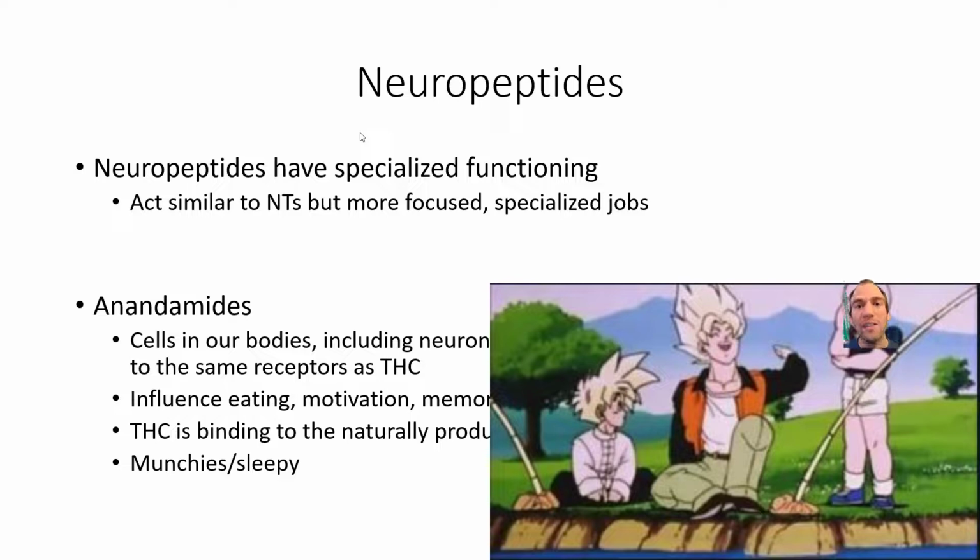Well, when those receptors are activated, the activation of that receptor is associated with eating, memory, motivation, and sleep. So the idea here is that THC attaches to those naturally forming anandamide receptors within the brain, and thus you, a hypothetical you, are likely to experience the munchies and being sleepy after taking medical marijuana, of course. So that is the biological process of THC.